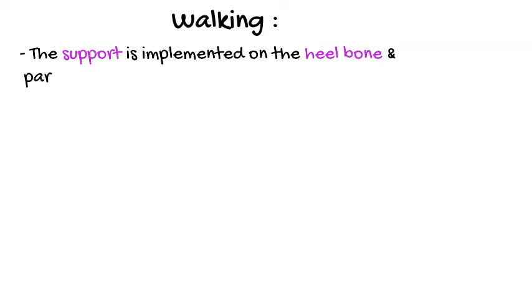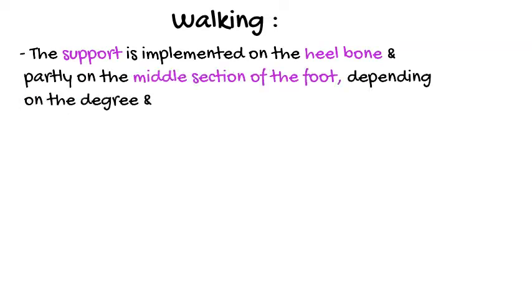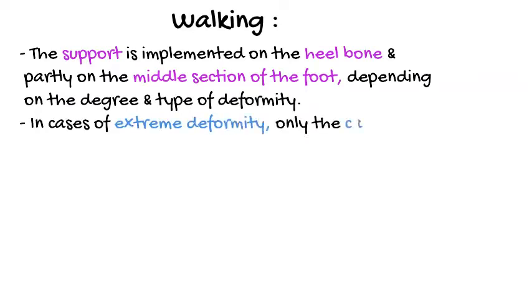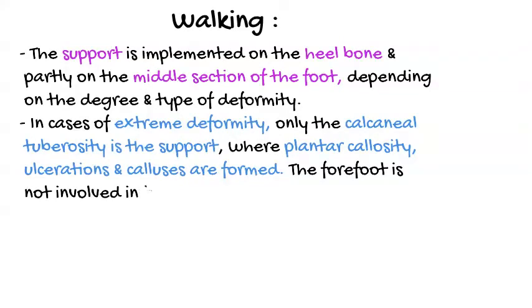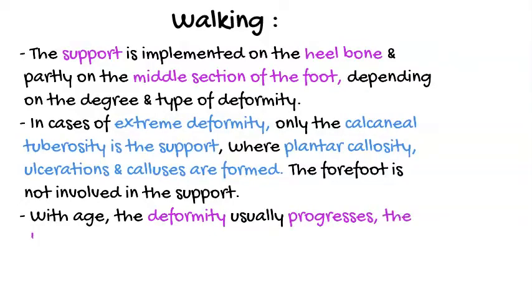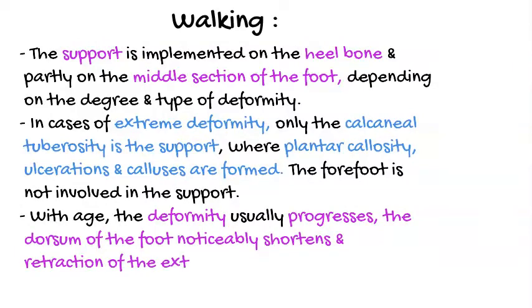During walking, the support is implemented on the heel bone and partly on the middle section of the foot, depending on the degree and type of deformity. In cases of extreme deformity, only the calcaneal tuberosity is the support, where plantar callosity, ulcerations and calluses are formed. The forefoot is not involved in the support.